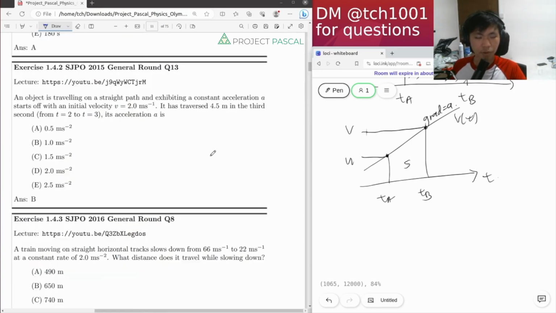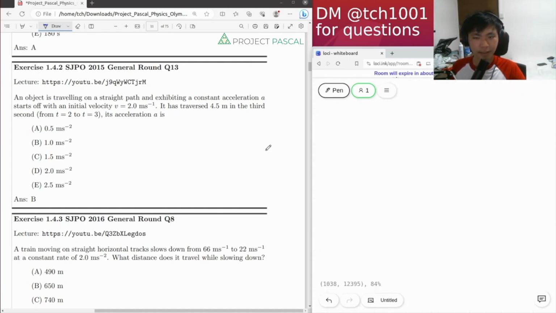Now I'm going to go through one such question because I feel like it's a very good illustration of the concept of a velocity time graph and the area of a trapezium, and I'm going to leave the other questions as homework for you guys. So for this question, an object is traveling in a straight path exhibiting constant acceleration a with the initial velocity of 2 meters per second. It traversed 4.5 meters in the third second, from t2 to t3, and its acceleration we need to find.